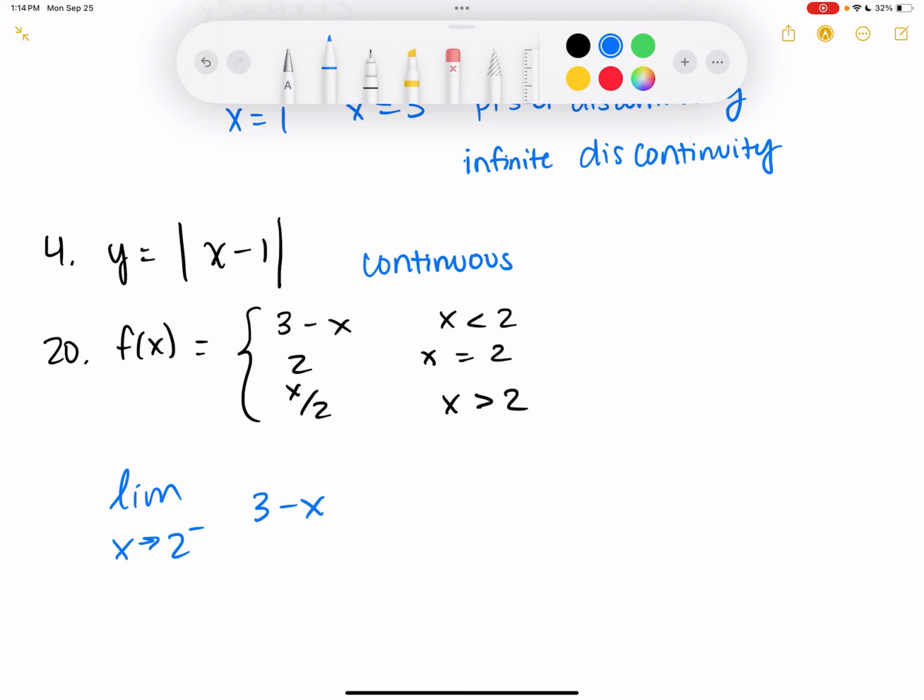Positive? I'm looking at 2 from the left. Oh, so you have to pass 3 first, right? Wait, ignore this. No, I want 2 from the left, so that would be where x is less than 2. Yeah. Where x is less than 2 would be 2 from the left, so that's why I chose this one.